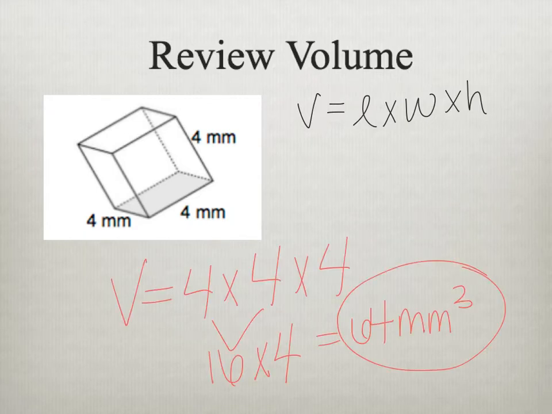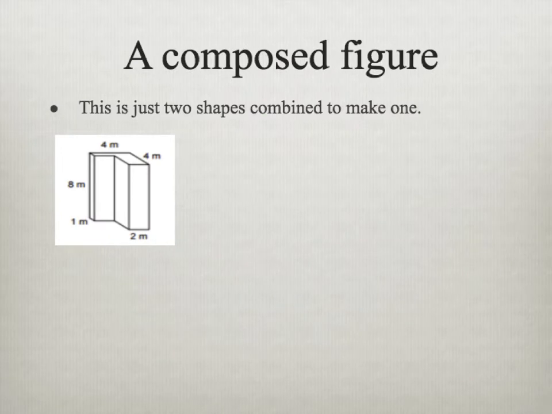Alright, hopefully you figured this one out. If you look here, the volume of this cube is 64 millimeters cubed. We know that 4 times 4 times 4 is going to give us the volume, length times width times height. 4 times 4 is 16, and 16 times 4 is 64. Alright, so let's look at a composed figure.